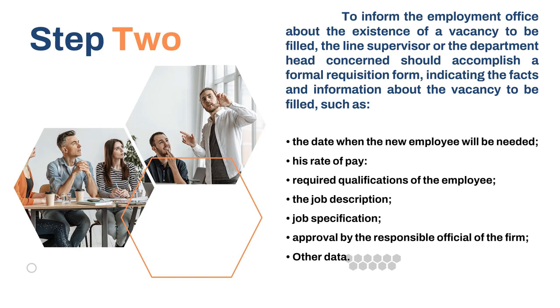So step 2. To inform the employment office about the existence of a vacancy to be filled, the line supervisor or department head concerned should accomplish a formal requisition form indicating the facts and information about the vacancy to be filled, such as the date when the new employee will be needed, his rate of pay, required qualifications of the employee, the job description, job specification, approval by the responsible official of the firm, and other data.